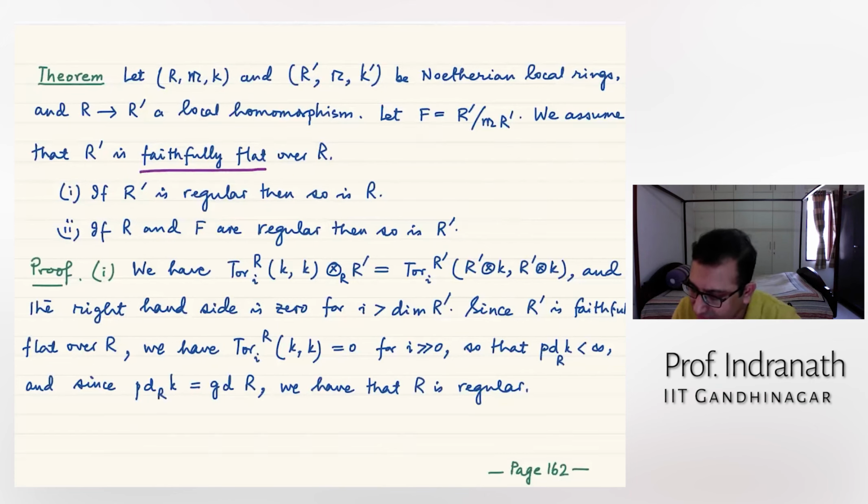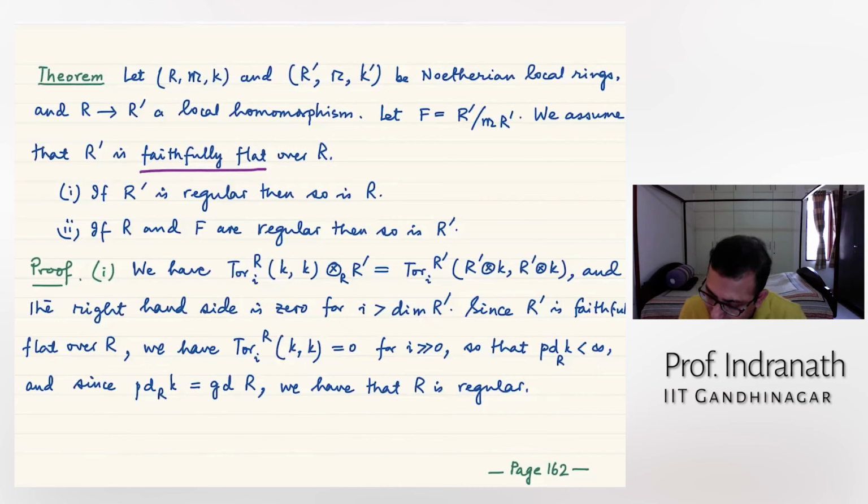Because my natural question would be whether we really require it to be faithfully flat. I've just kept it faithfully flat. Okay, so the first part is that if you have the regular condition here, then it is regular. But for going in this direction, you need the fiber ring to play a role. So we have the equality of this, and the right hand side is 0 for i greater than dimension r dash.